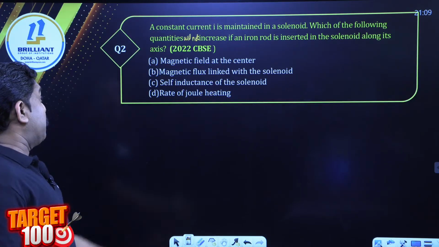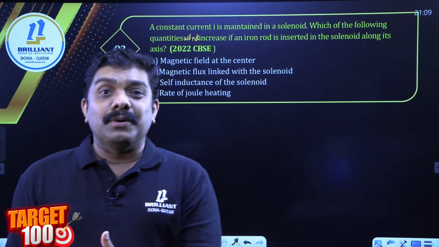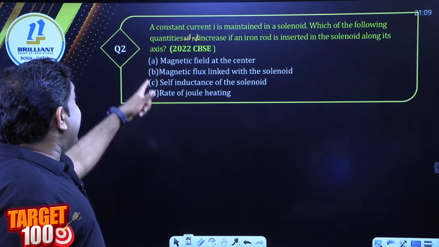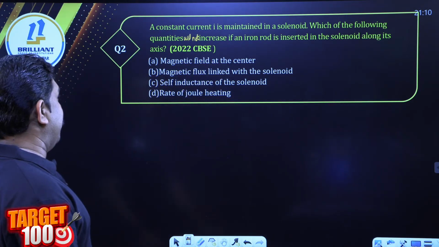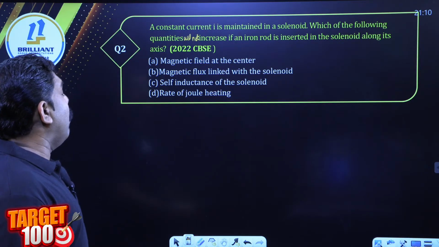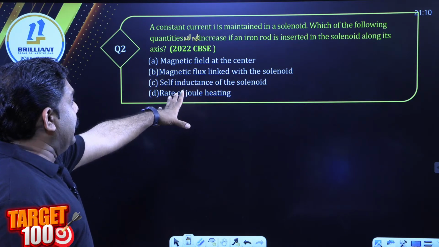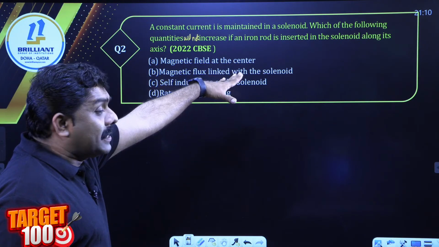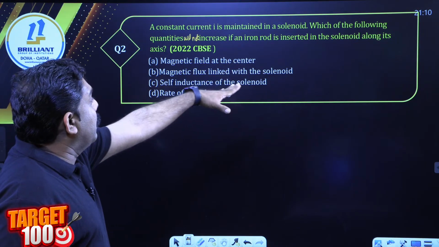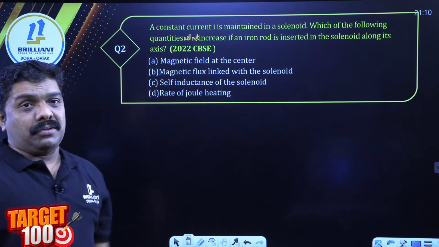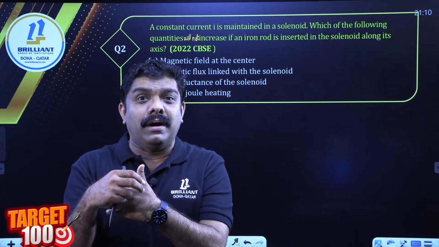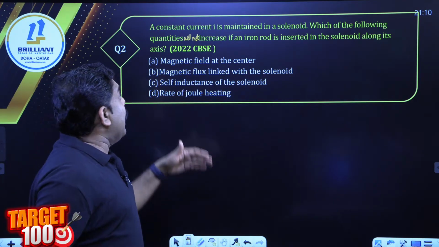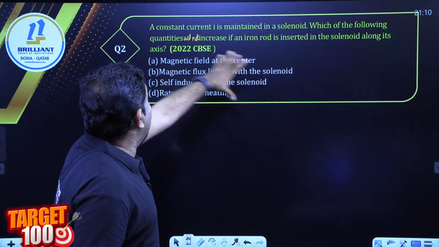Now we are explaining the next question. A constant current I is maintained in a solenoid. Which of the following quantities will not increase if an iron rod is inserted in the solenoid along its axis? So please see, when we insert an iron rod into the coil, how will the self-inductance change?